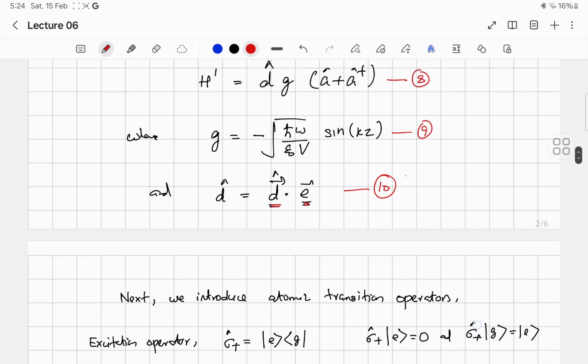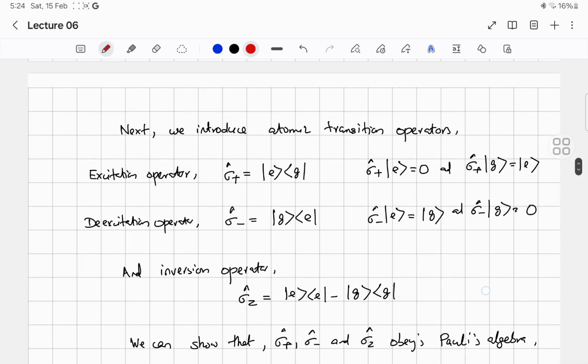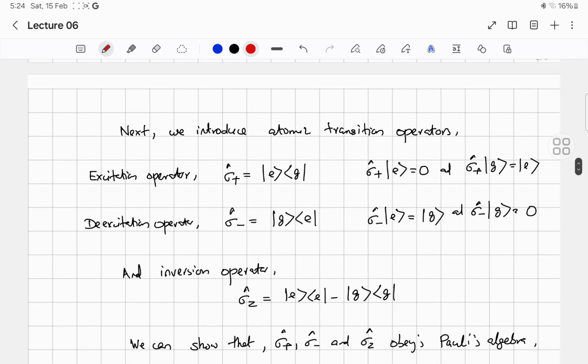So in order to change the form of equation number 8, we have to introduce a few operators. First we are introducing the operator called the excitation operator of the atom, and that is denoted by the symbol sigma plus, which is the outer product |e><g|. So what is the action of sigma plus? We know that in the case of an atom there are two possible states: one is the ground state and the other is the excited state. So if you act sigma plus on the excited state, what will you get? Sigma plus acting on the excited state becomes |e><g|e>.